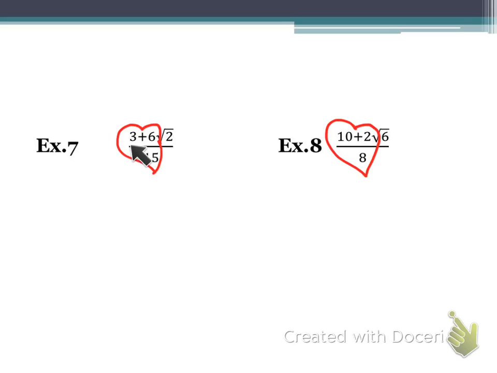So what could we divide all of our heart numbers by on number 7? A 3. If I divide 3 by 3, what do I get? A 1. Plus sign stays there. 6 divided by 3 is 2. Over 15 divided by 3 is 5. But what did I forget to write? My radical 2 has to stay back here. It's got to stay. It's not going to change.